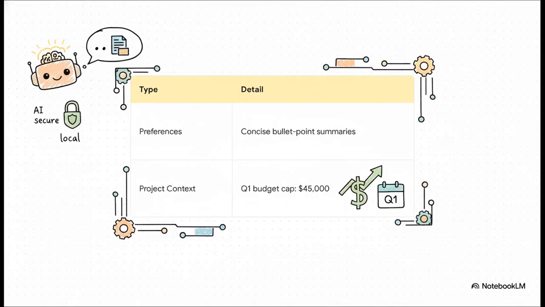Here's a perfect example of how it works. You can specify your preferences like, hey, always give me concise bullet point summaries, and then add project-specific context like the Q1 budget cap is $45,000. The AI will just automatically use this information in every single response for that project. It's simple, but so effective.